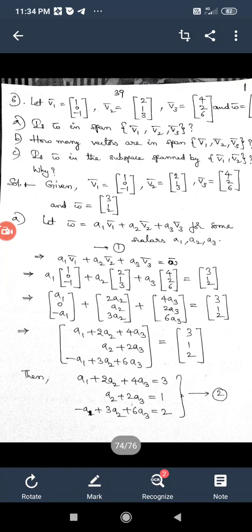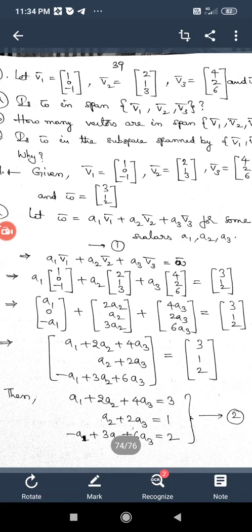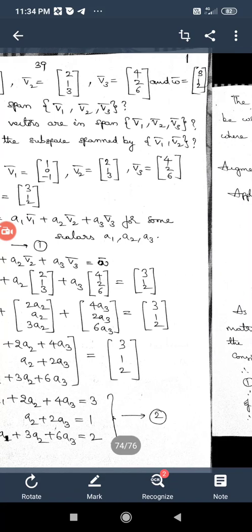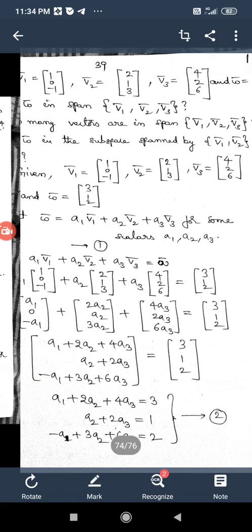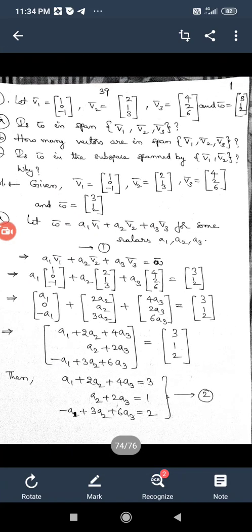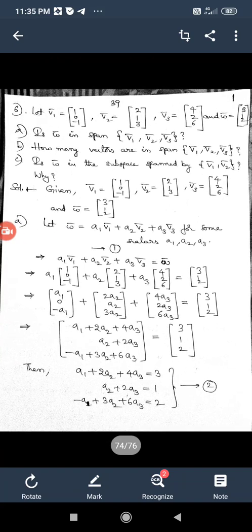This is the theorem statement that we have proved in the earlier classes. Now moving on to the next problem, the sixth one. Let v1 bar be equal to (1, 0, -1), v2 bar equal to (2, 1, 3), v3 bar equal to (4, 2, 6), and w bar equal to (3, 1, 2). So there are four vectors, all of them 3 by 1 column vectors, given to us. Now we are asked to find three problems in the parts A, B and C.